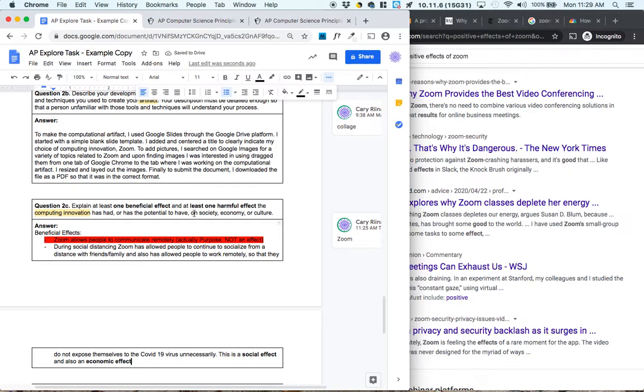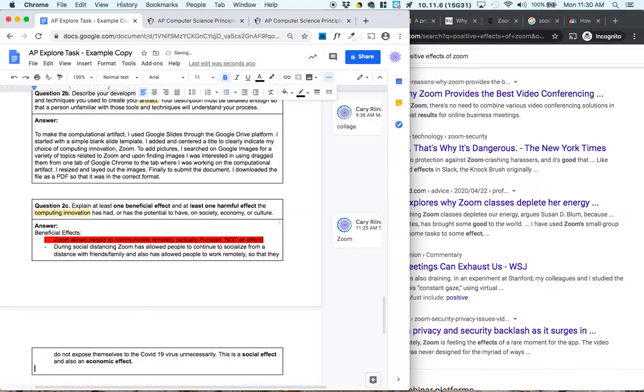And I'm using the words here because an economic effect of this, right, is that many businesses that might have been shut down or might not have been able to continue working were able to continue working because of Zoom, and that propped up the economy during a challenging time.